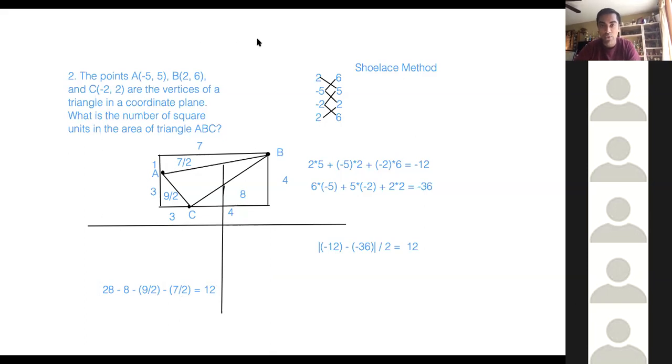Or the first method, if you confirm that this is a right triangle, so if you check that this is perpendicular to this, then you can also find the length and multiply it in the first method that Ishan gave. Okay, so there's a few methods of doing this, but we all get the same answer of 12. Does this make sense? Any questions? Okay, let's move on to the last question.